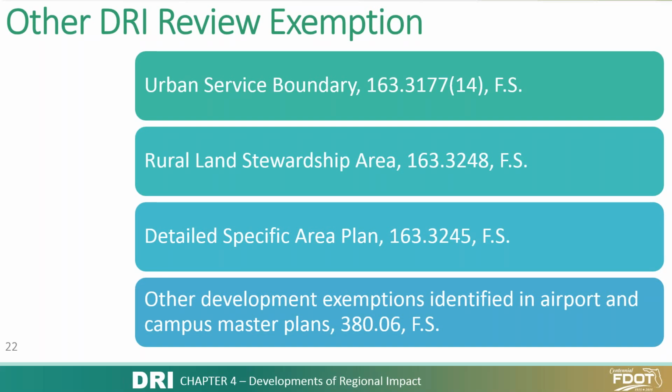Any development within the detailed specific area plan, which, again, from our talk last time on Chapter 3, is part of a sector plan, would be exempt from the DRI process. Additional exemptions also are available for those developments that are related to airport and campus master plans.